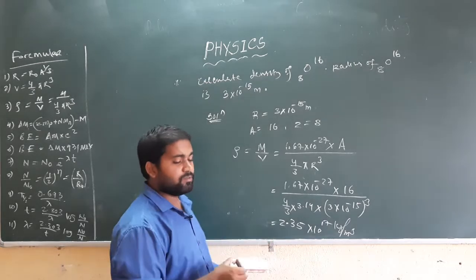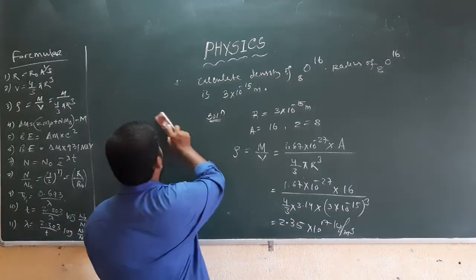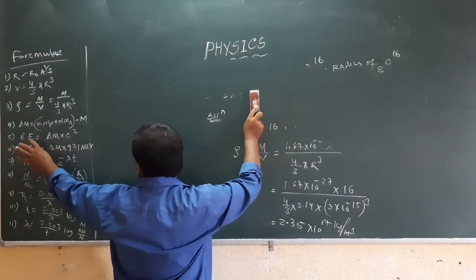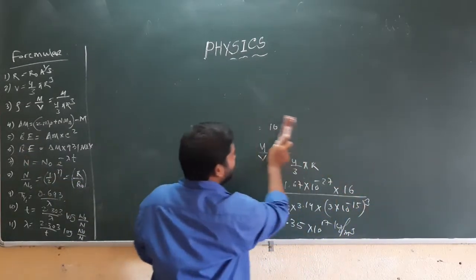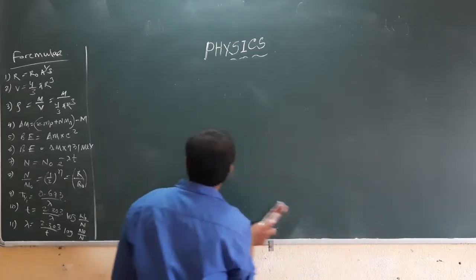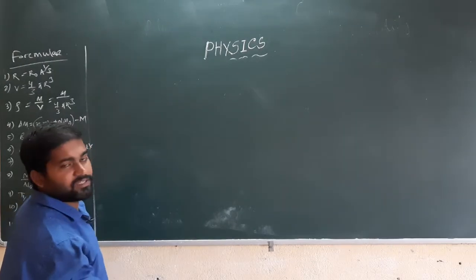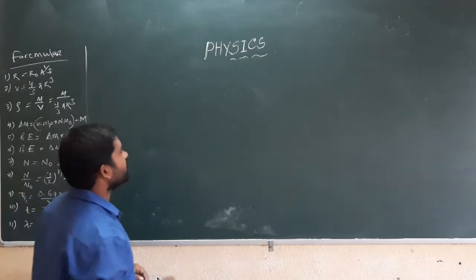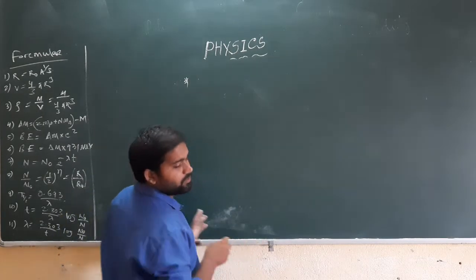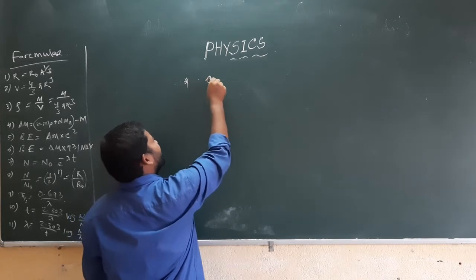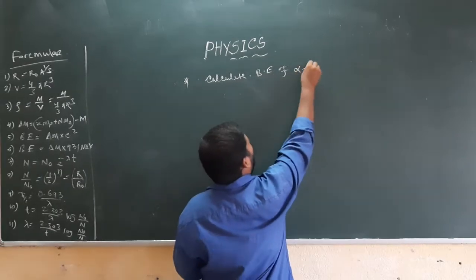Now let us do some problems about binding energy. Here the binding energy has two different formulas: one is binding energy equal to mass defect times the square of the velocity of light, and the other is mass defect times 931 mega electron volt. Another type of problem is to calculate the binding energy of an alpha particle.